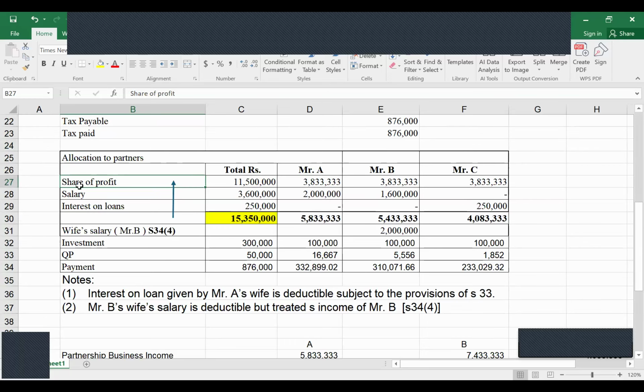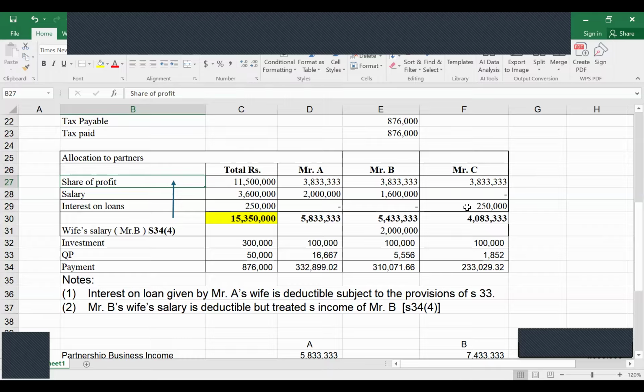Salary to A 2 million, for B 1.6 million, for C no salary. Then interest on loan 250, that is the total amount. It paid to Mr. C. It should be in the C's column.